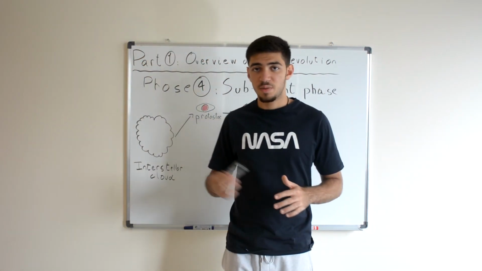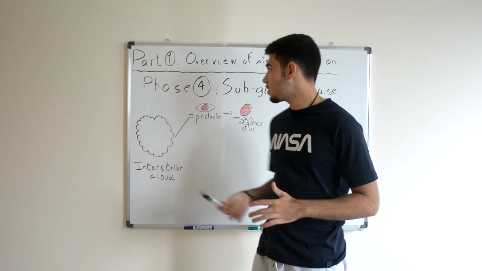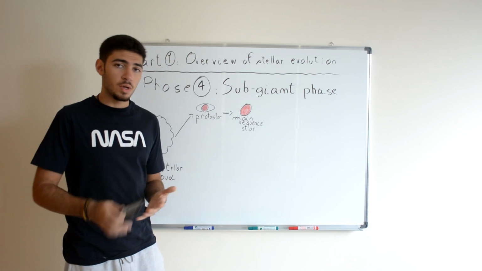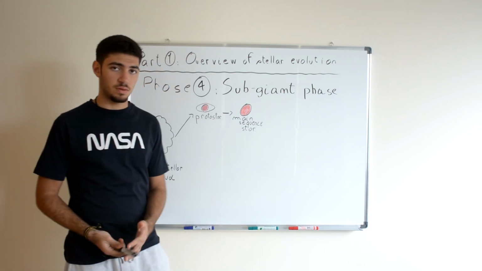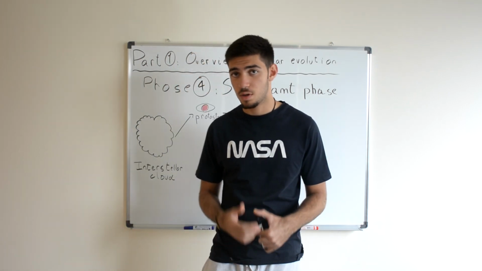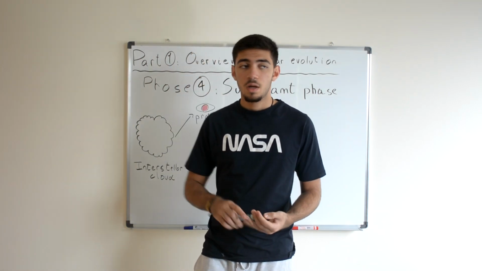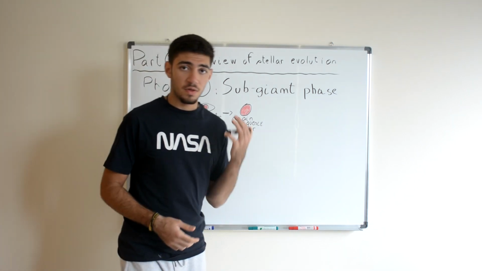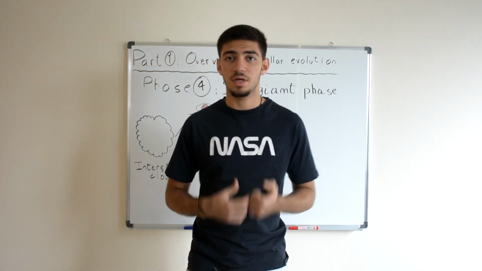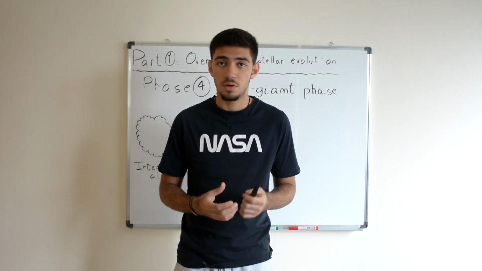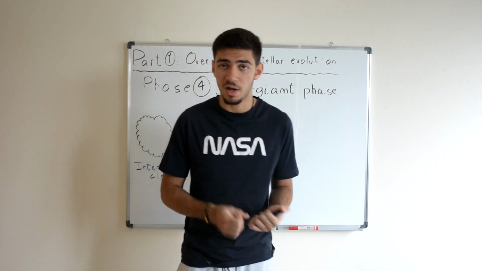Do you guys remember in the beginning of the video when I said that nuclear fusion for a star is like the fuel for a car? We all know that the fuel of a car runs out. We should also know that nuclear fusion for a star also runs out. This is what happens in the subgiant phase. The hydrogen in the core of the star is exhausted. We can no longer fuse hydrogen in the core because our fuel ran out.